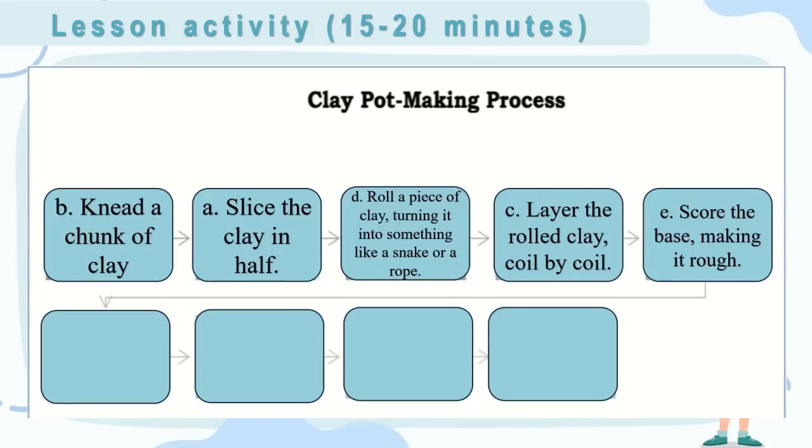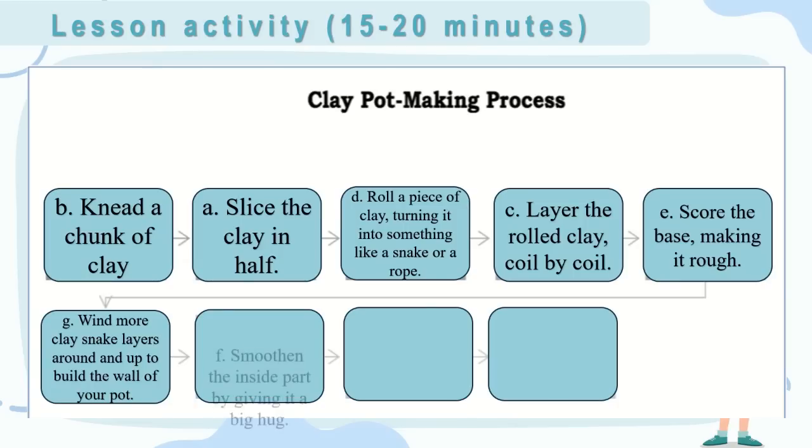Letter E. Score the base, making it rough. Next is letter G. Wind more clay snake layers around and up to build the wall of your pot.